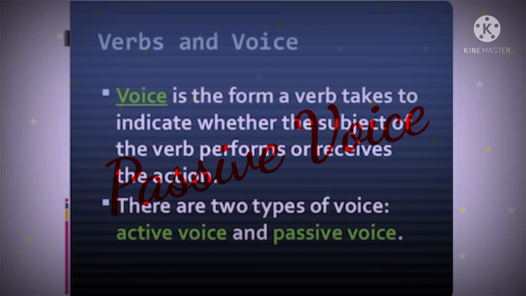I hope that you must have learned it in your previous classes. Still, we will once again revise it. Okay, children, what is a voice? It's a form a verb takes to indicate whether the subject of the verb performs or receives the action. There are two types of voice called active voice and passive voice.